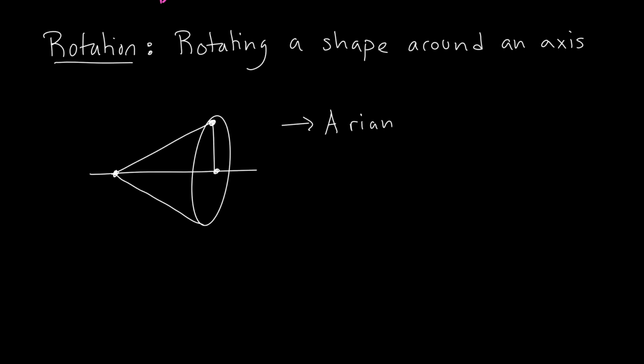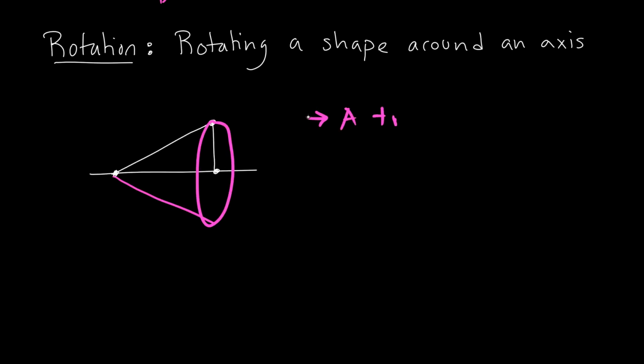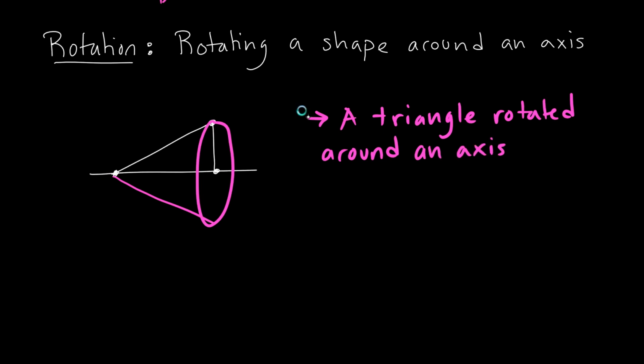Oh, I should have done this in a different color, shouldn't I have? Oh, it's going to crash. Yeah. A triangle rotated around an axis forms a cone.